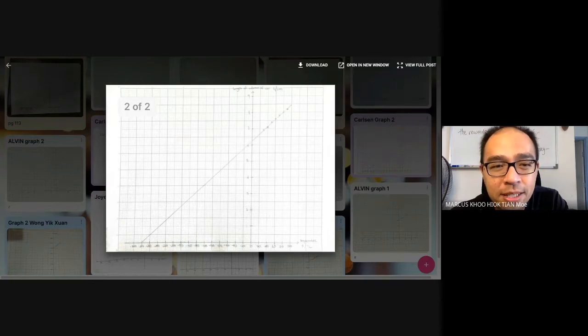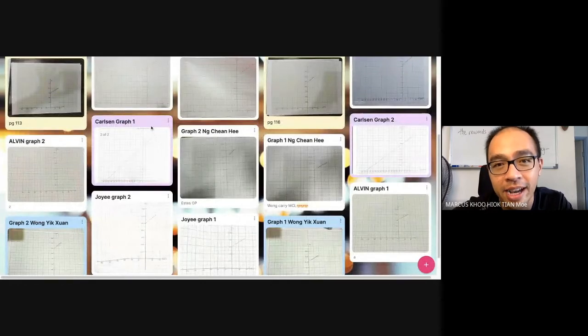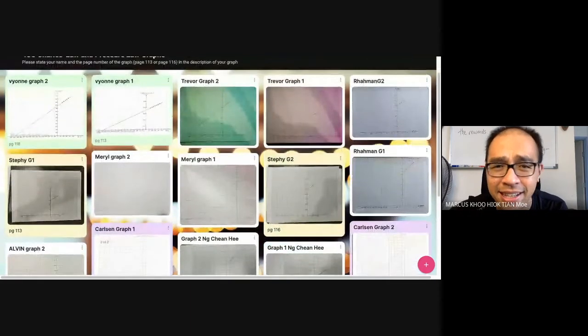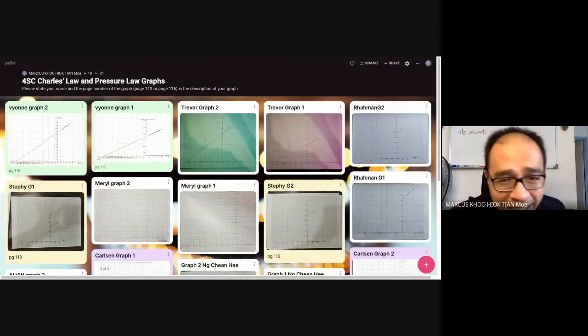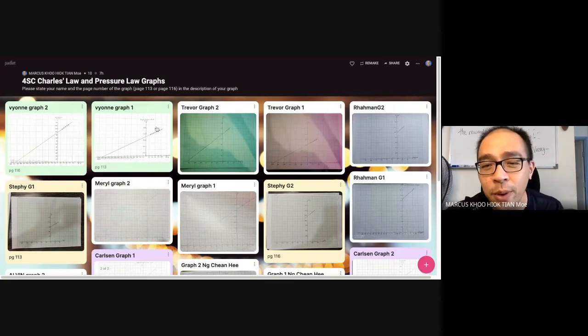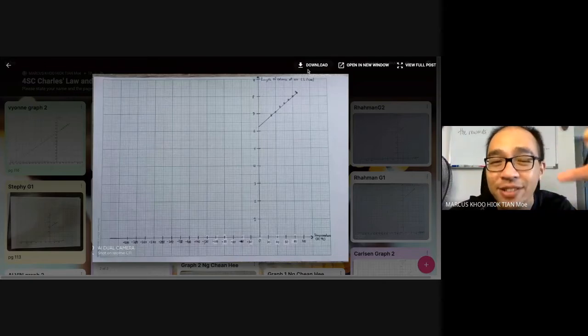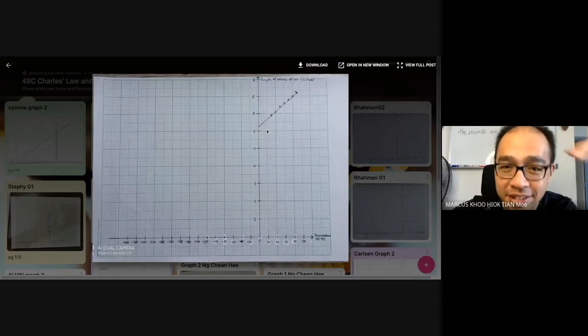So I thought this was very interesting. I thought that everybody would be like Carlson and Trevor, since the scale is until negative 300, so just draw to the end, right? Why would they ask us to put the scale until negative 300, but the graph is so tiny in the middle over here? Okay, so there is a reason why.